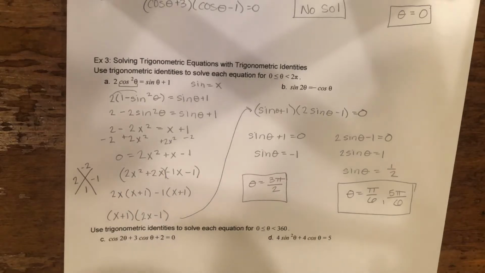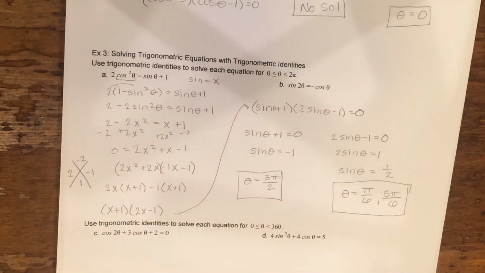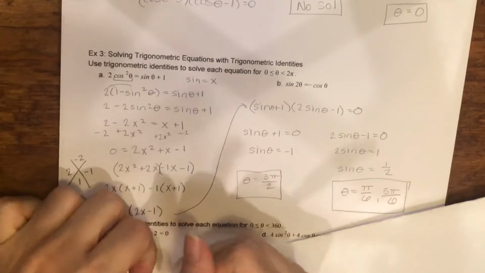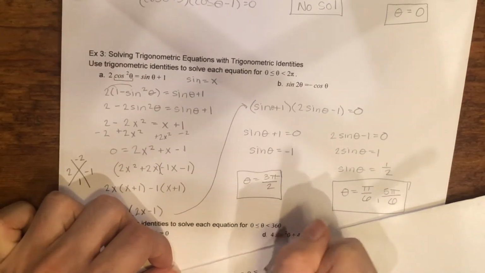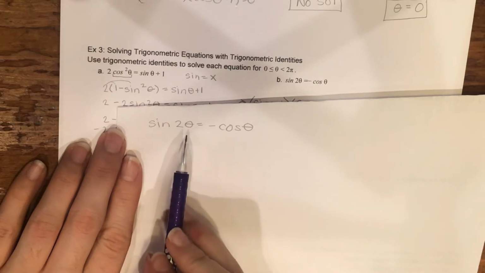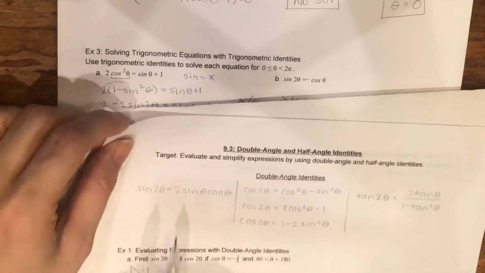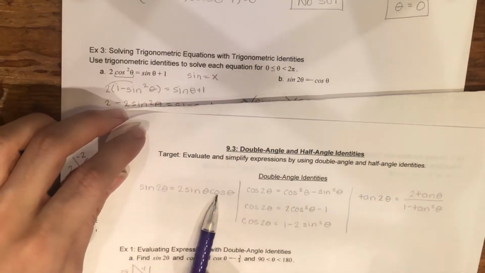Okay, so first thing, I'm just going to do it on here. I have sine 2 theta equaling negative cosine theta. Okay, so like I said, we are going to use our double angle for this. Let me grab that. So I know my sine 2 theta is going to equal 2 sine theta times cosine theta. So I'm going to write that.